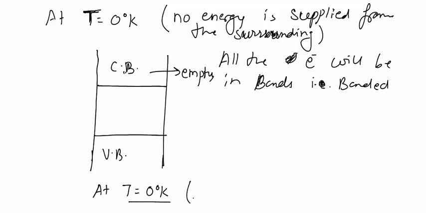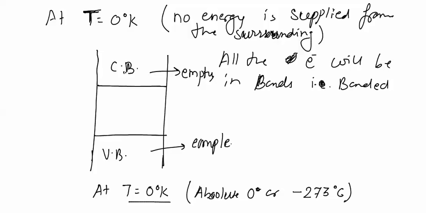0 degrees Kelvin means absolute zero, or minus 273 degrees Celsius. At this temperature, there is no energy supplied to the material and all the electrons will be present in valence band, means valence band will be completely filled. All the energy levels will contain electrons, and all the energy levels in conduction band will be empty.